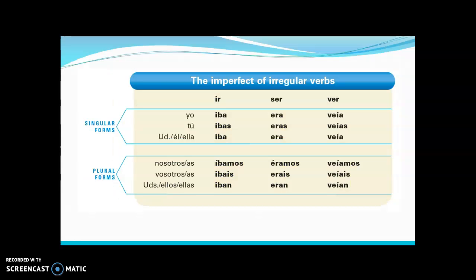Okay? There are only 3 irregular verbs. The 3 irregular verbs are ir, ser, and ver. Now, ir and ser, just like the AR verbs, will have an accent mark. Íbamos, éramos, but all the forms of ver, like the IR verbs, will have an accent mark. So you have iba, ibas, iba, íbamos, iban. Era, eras, era, éramos, eran. Veía, veías, veía, veíamos, veían.